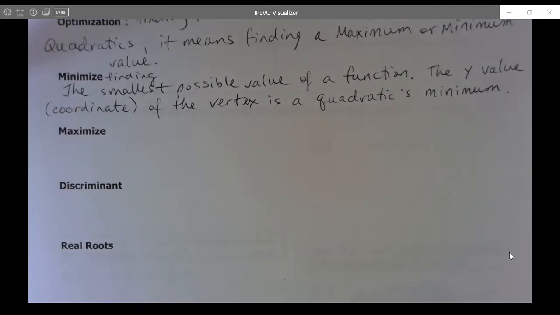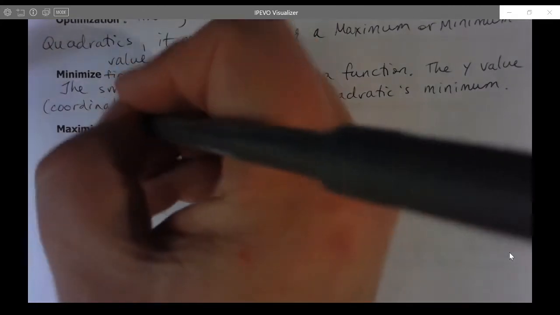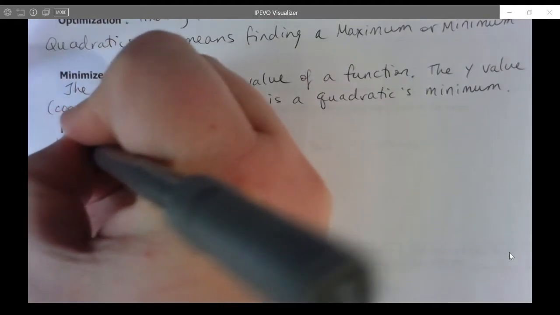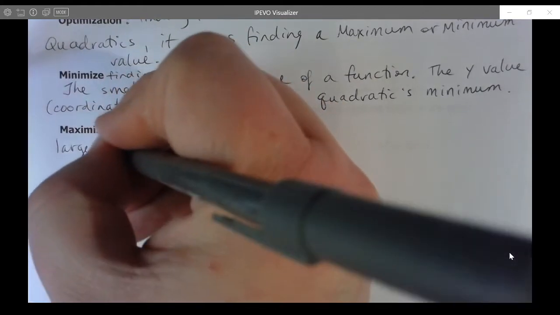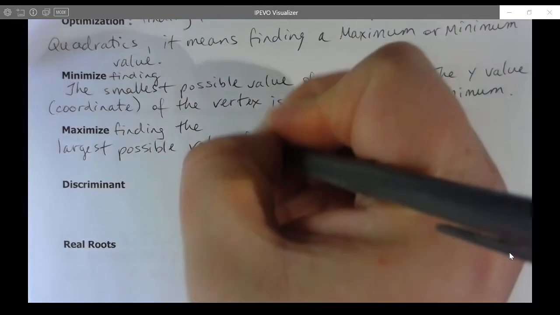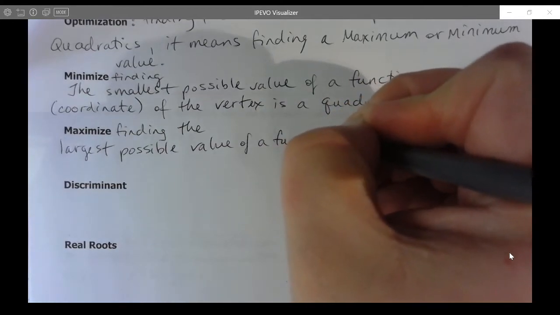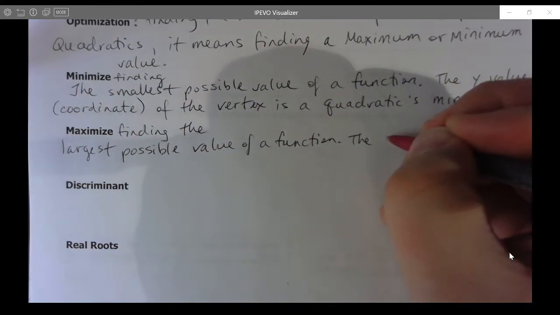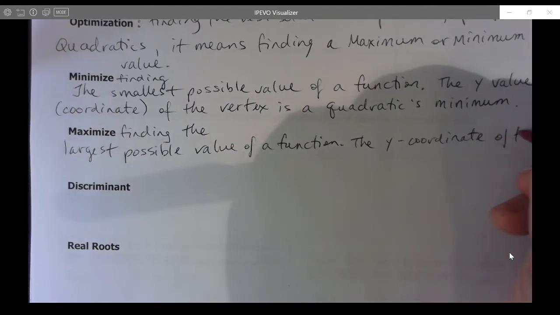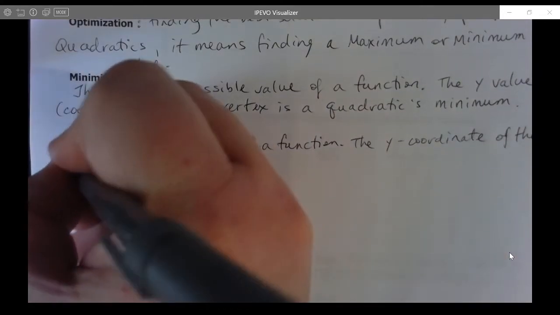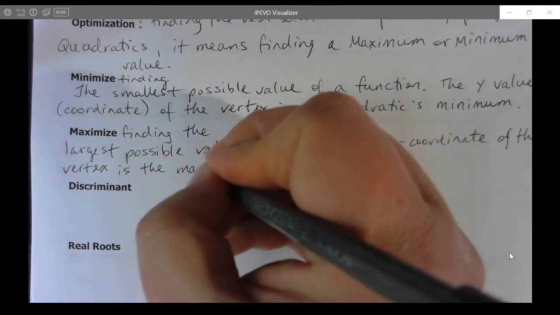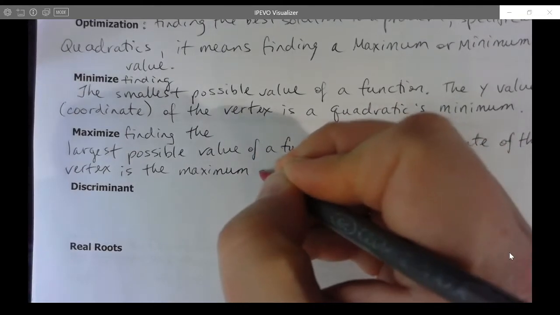And maximize, of course, means the same basic thing. It means finding the largest possible value of a function. And just like above, the y coordinate of the vertex, that's f of the vertex, is the maximum of a quadratic.